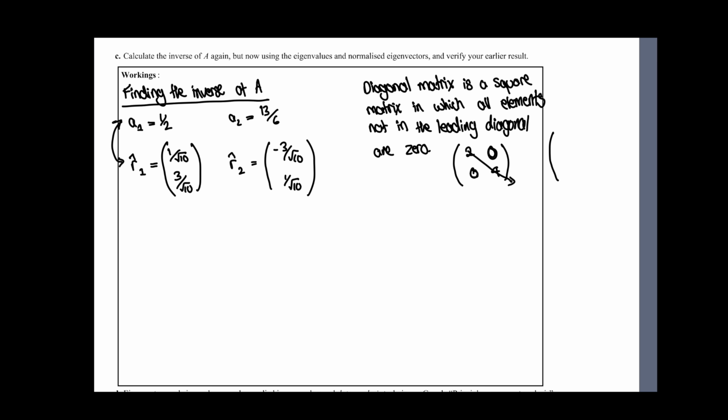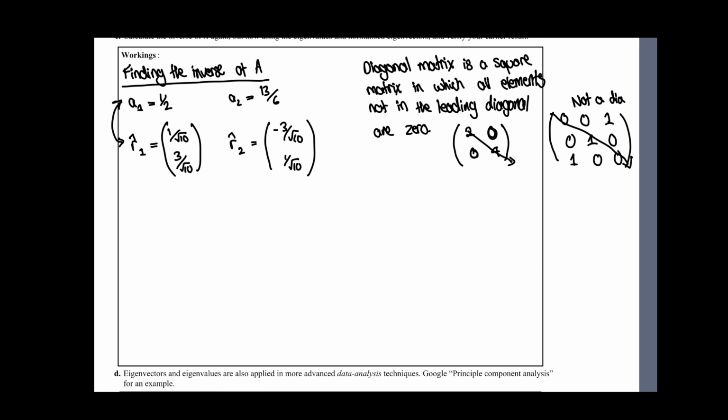If we looked at this 3 by 3 matrix, so going from top left to bottom right, this would be the leading diagonal. We can clearly see that we've got non-zero elements outside of this leading diagonal. So this is not a diagonal matrix.